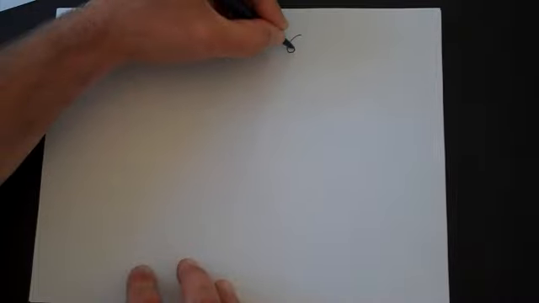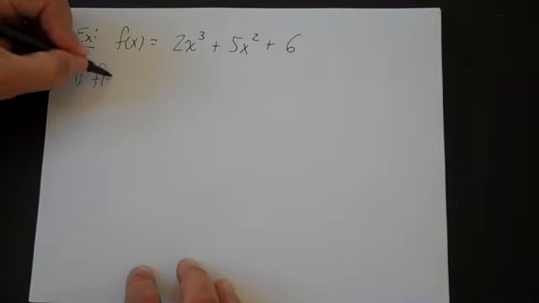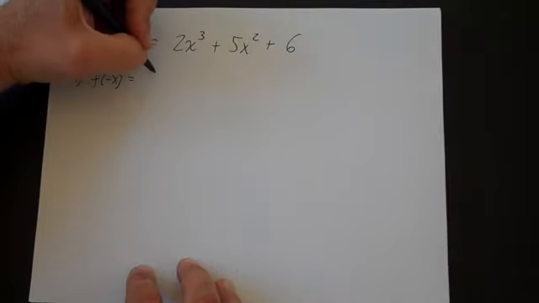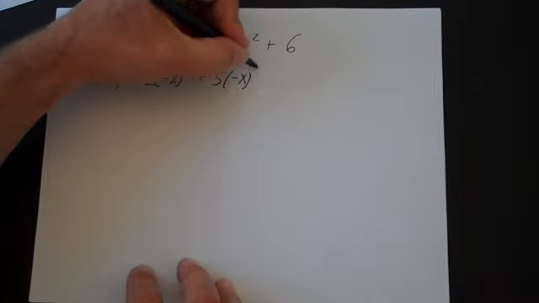Let's do another example. This time let's do f of x is equal to 2x to the third plus 5x squared plus 6. Step 1, f of minus x. So you have 2 times minus x cubed plus 5 times minus x squared plus 6.